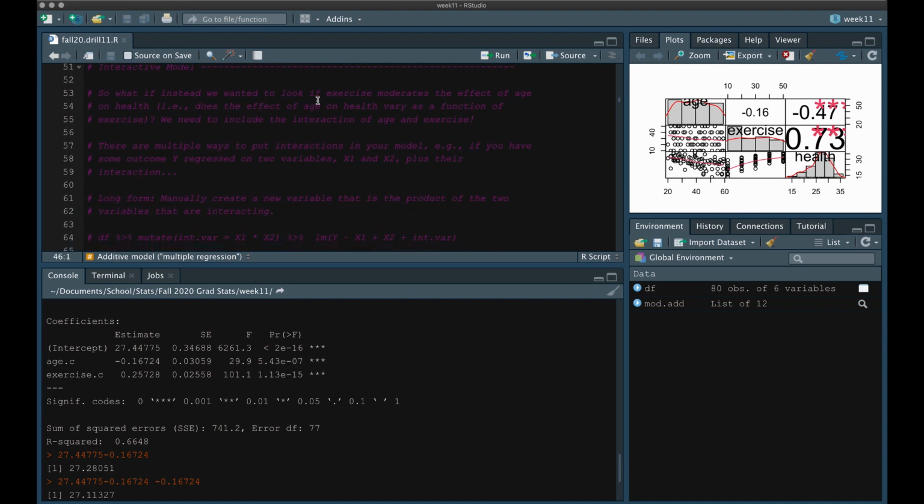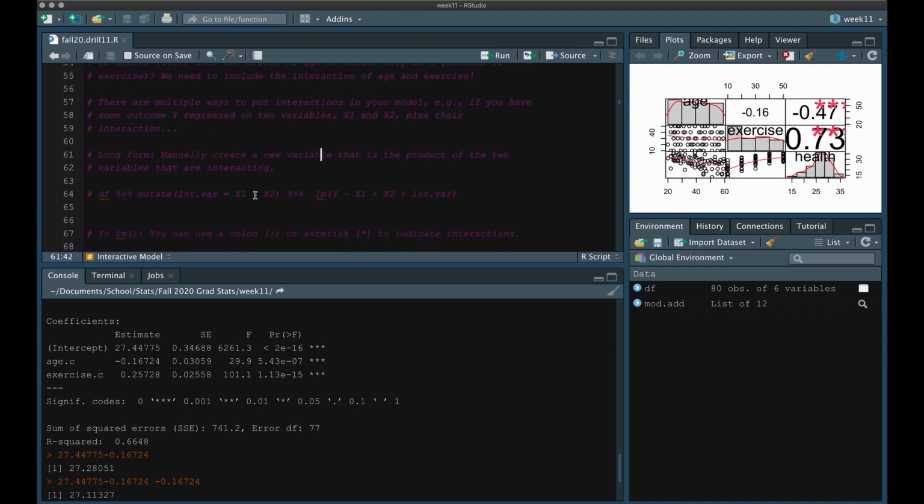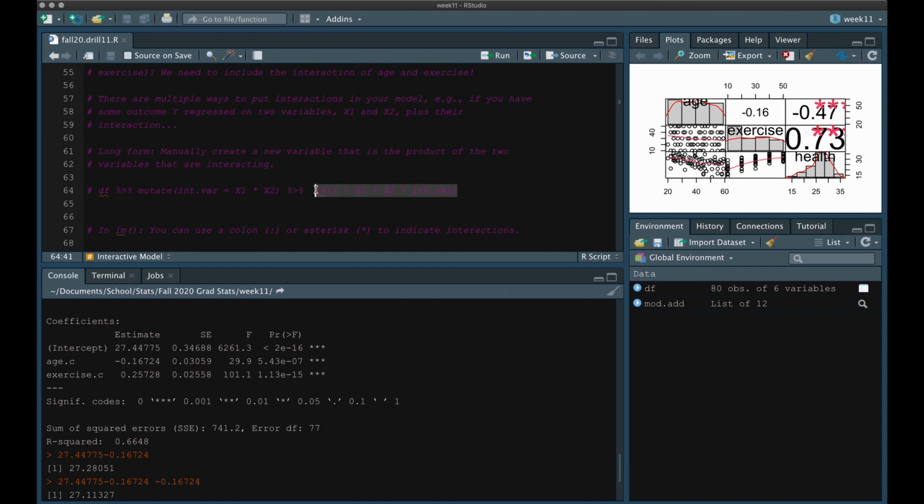So to put interactions in your model, a long way of doing it is, as Bill talked about, quite literally creating the product of your two variables. If we have some data frame and we mutate to create some variable called int var that is just the product of x1 and x2, and then put that in a model with y regressed on x1 plus x2 plus int var, which is just that product term of those two things, that is creating an interactive model.